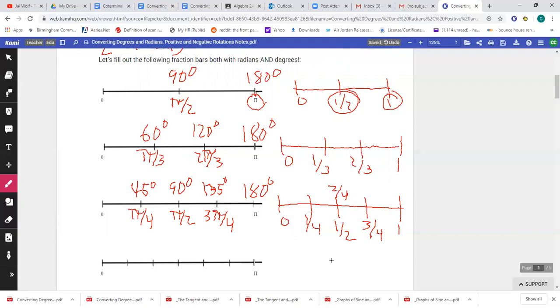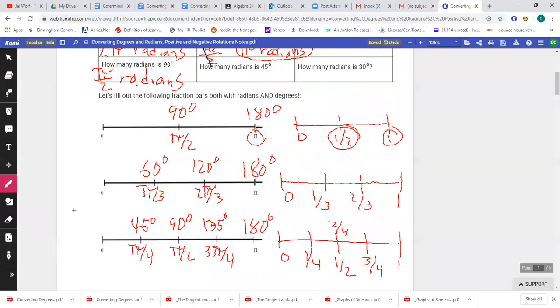Right? So, do you want us to use this information, like how 45 is pi over 4, to answer the first 2 at the top? Yes. So right here, how many radians is 45 degrees? That's pi over 4. Okay. And then how many radians is 30? We're actually going to do that right now.